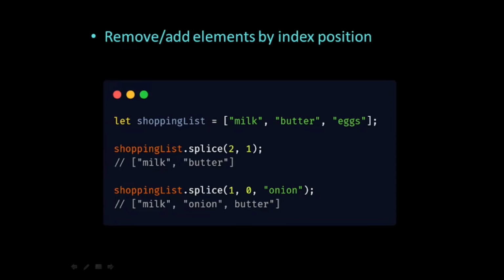And to add an element at a specific position in the list, we need another third argument, which is the element we want to add at the specified position 1. So if we add onion to this modified shopping list, we get this array in return.